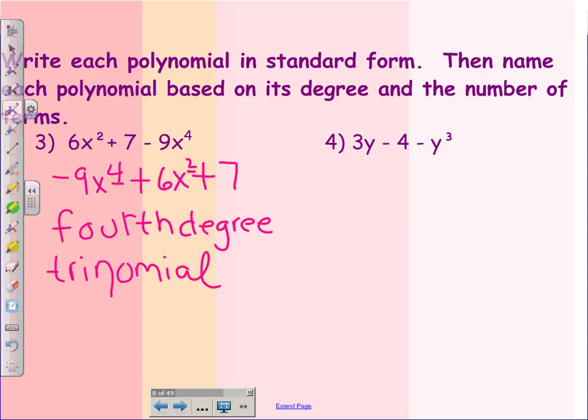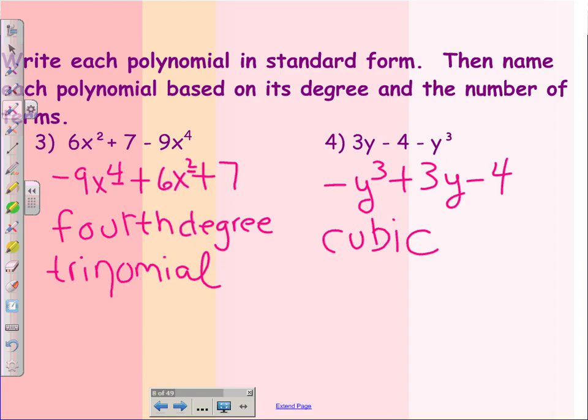And then the last one would be negative y cubed plus 3y minus 4. We don't say third degree. Instead, we say cubic, or three-dimensional, and then it's a trinomial.